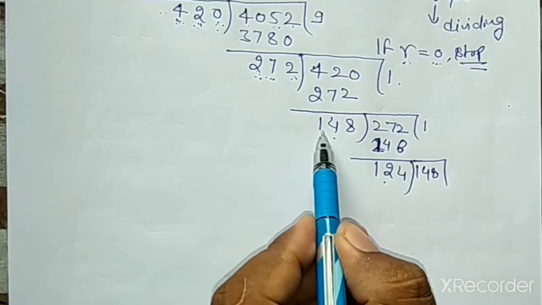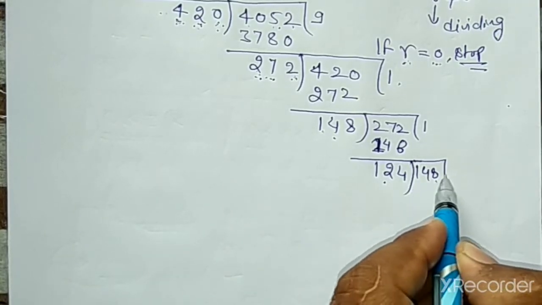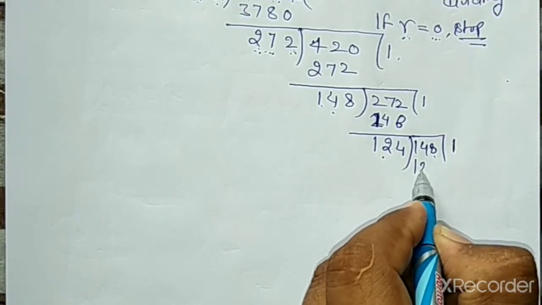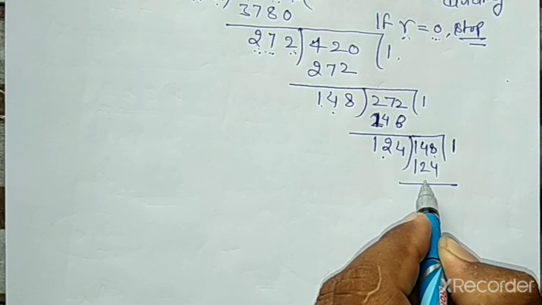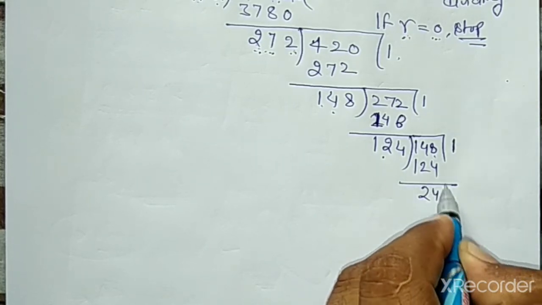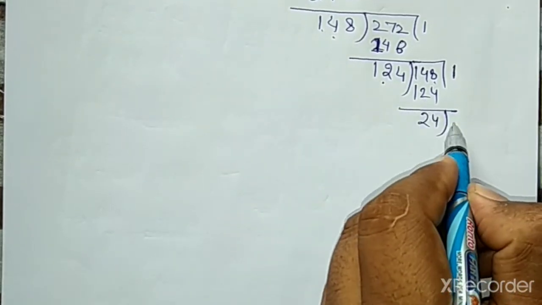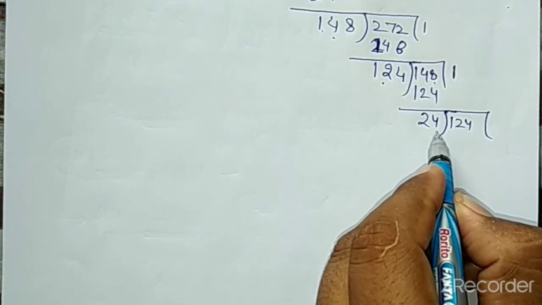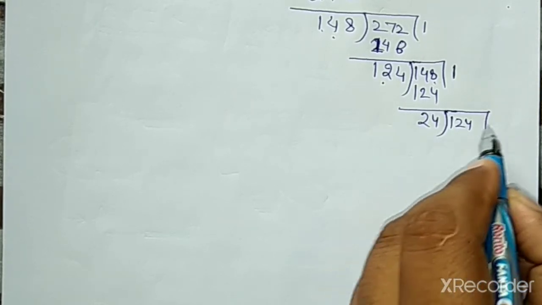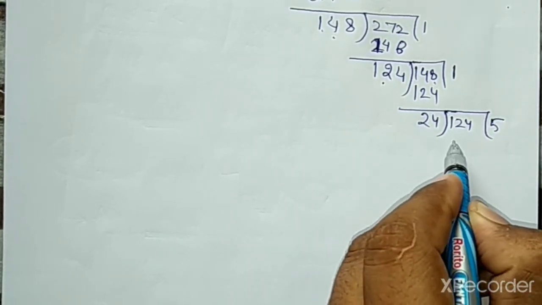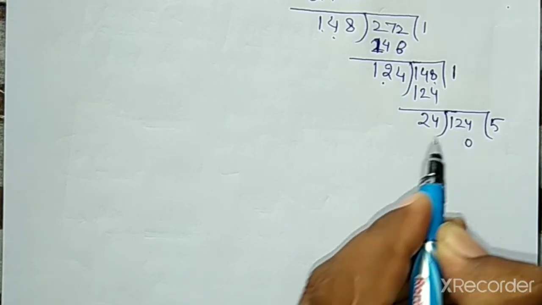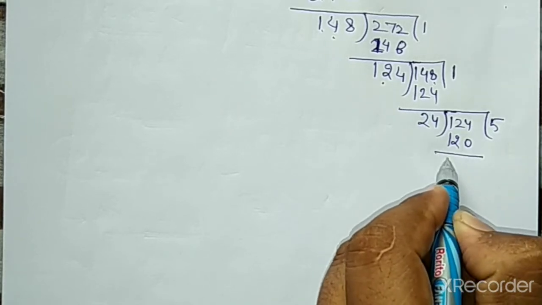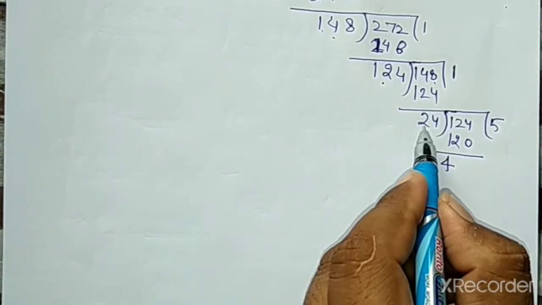Okay, 148 comes over here, and I think it goes only one time, so it comes only here 124, so it is only 24, I think. Again the remainder is not 0, so 124 you can write over here. Okay, and it goes into 24, I think it goes 5 times. Okay, then 5 4s are 20, and 120, and 4 is the remainder only.